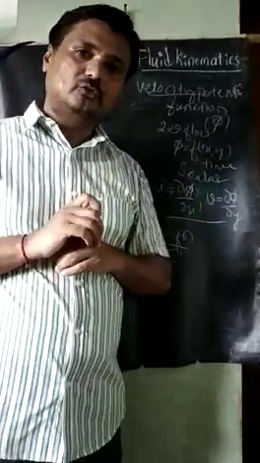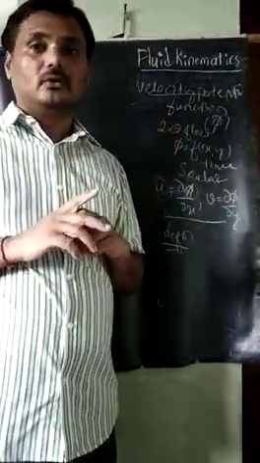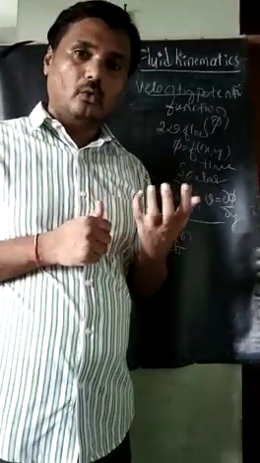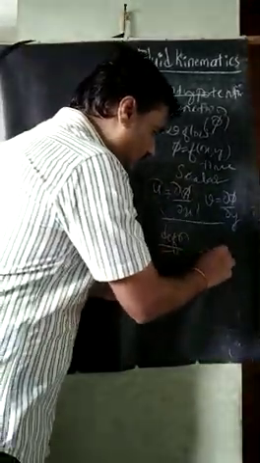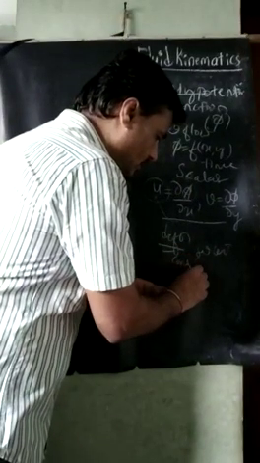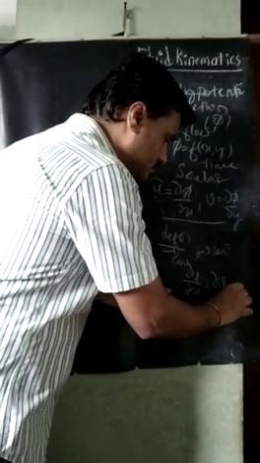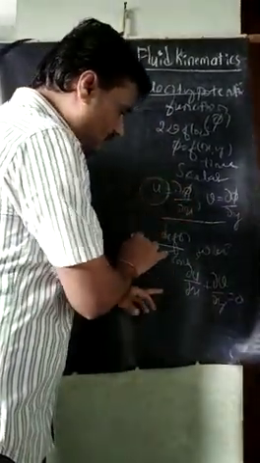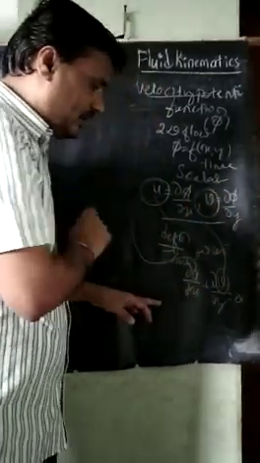What does the velocity potential function actually tell? It also tells the existence of the fluid flow. How? We know that for the 2D flow, we have the continuity equation: dou u divided by dou x plus dou v divided by dou y is equal to 0. I will substitute this u value and this v value into this equation.